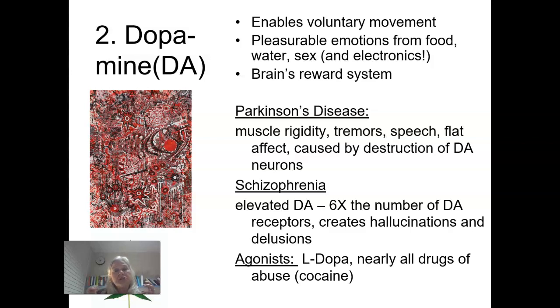Cocaine in particular is a very addictive, dangerous dopamine agonist, and it will provide pleasurable emotions for a while, but then it starts to destroy the receptor molecules for dopamine, and so then you need more and more and more to get the same high.